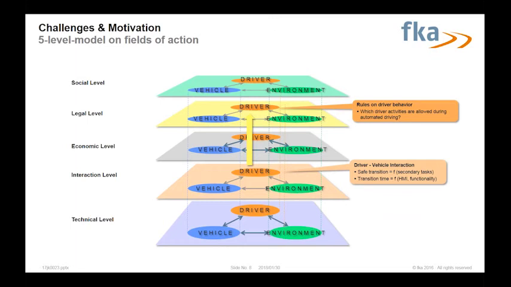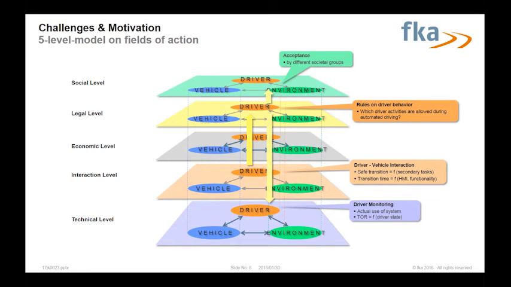If we go to the legal level, we need, of course, rules on driver behavior. What is the driver allowed to do if he is driving an automated truck, for example? The acceptance of societal groups is also quite important. If people don't accept automated trucks or automated cars because they are afraid that they steal jobs or something like this, that can be a really difficult discussion and can destroy the whole story. And we really have to prepare the groups around and show them the benefits. So we also have to work on this level.